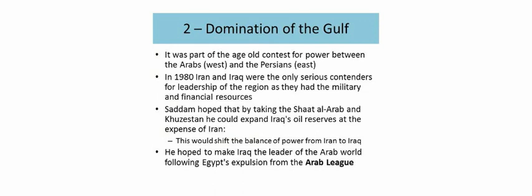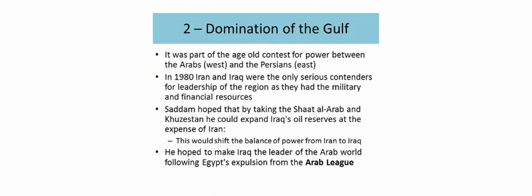In addition to that, Saddam hoped that by taking the Shatt al-Arab waterway and Khuzestan, he could expand the Iraqis' oil reserves at the expense of Iran and make Iraq more important and, by extension, more financially powerful than the Iranians. And he also saw an opportunity to really set Iraq up to be the dominant power in the Arab world.